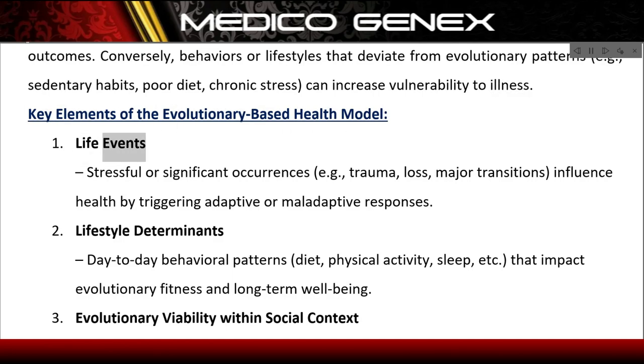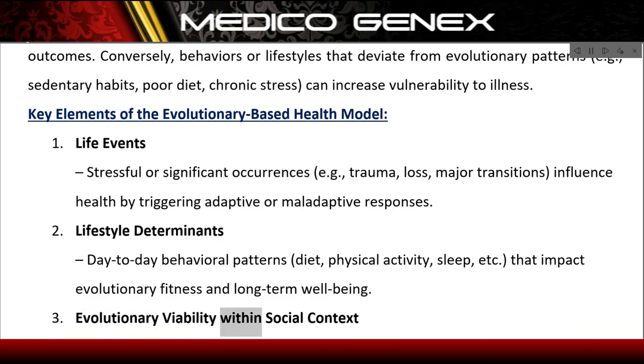Life events: stressful or significant occurrences, for example trauma, loss, and major transitions, influence health by triggering adaptive or maladaptive responses. Lifestyle determinants: day-to-day behavioral patterns, such as diet, physical activity, and sleep, that impact evolutionary fitness and long-term well-being.